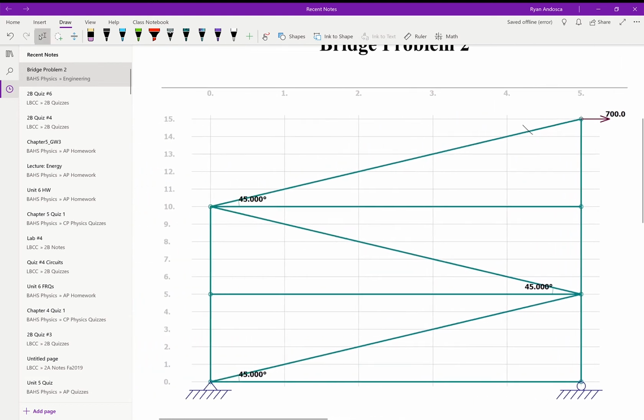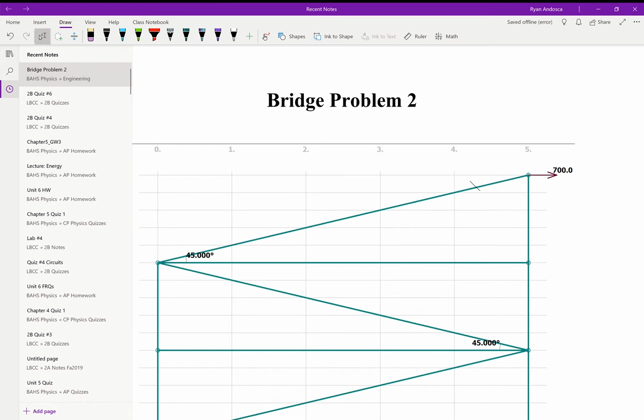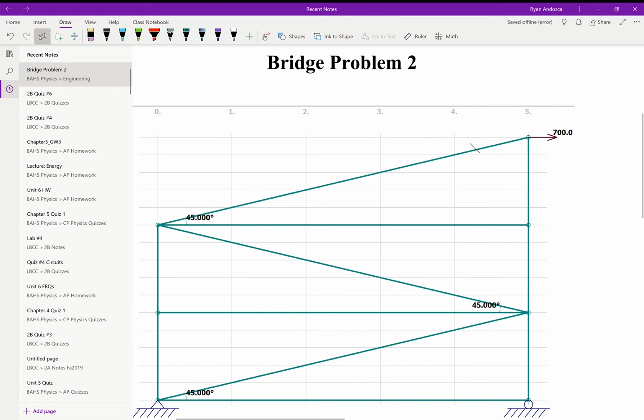Alright, in this video I'm going to be going through how to solve bridge problem 2 from the homework, and you guys can check to see if you did it right based on what I do in this video.